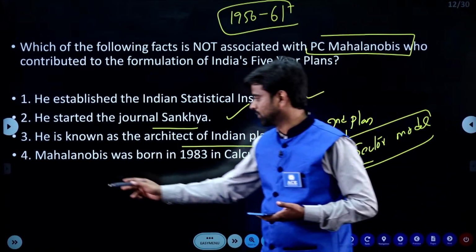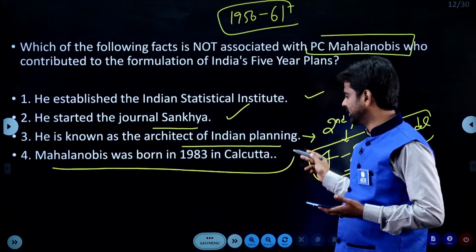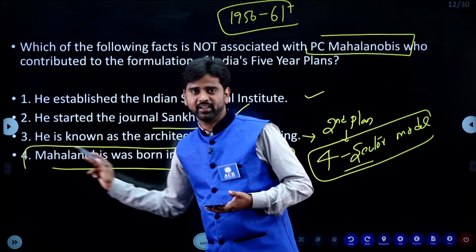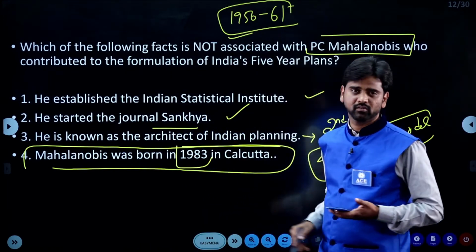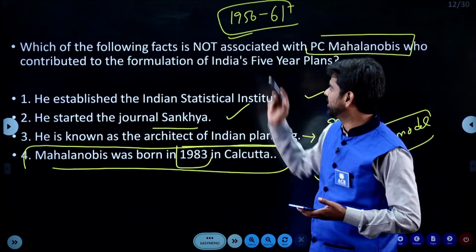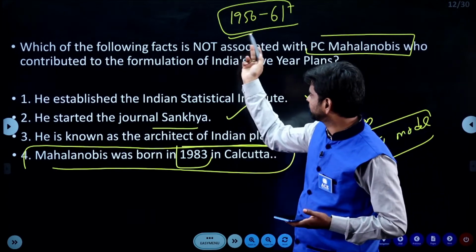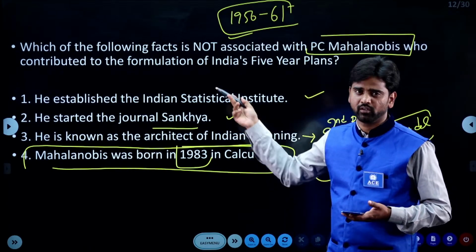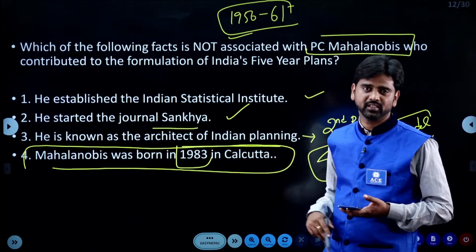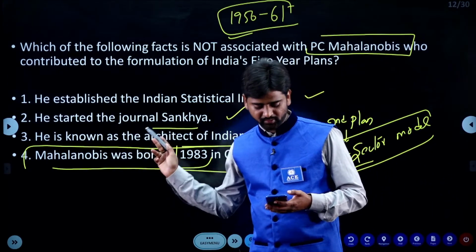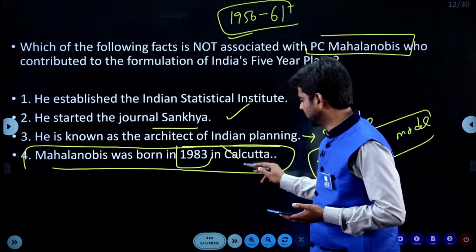Now you see the fourth option. Mahalanobis was born in 1983 in Calcutta. You see, 1983. And where is the second plan? What is the plan duration of the second? 1956. He might definitely have been born in the 19th century, around 1901 or 1902, but 1983 is recent times. So definitely this is the wrong answer.